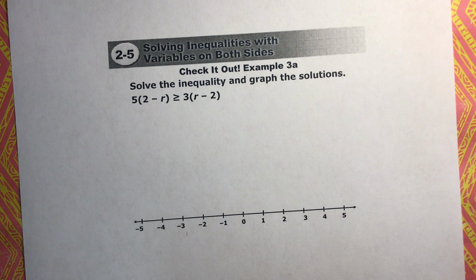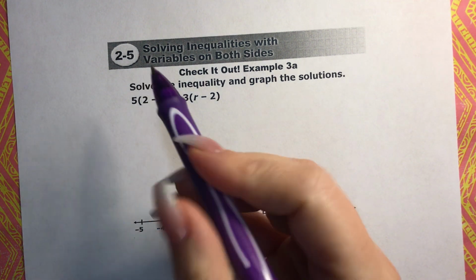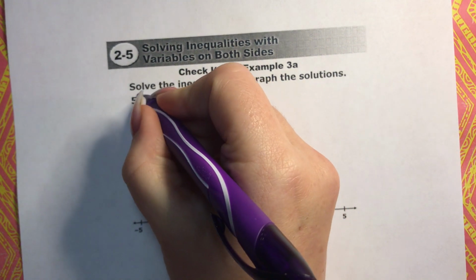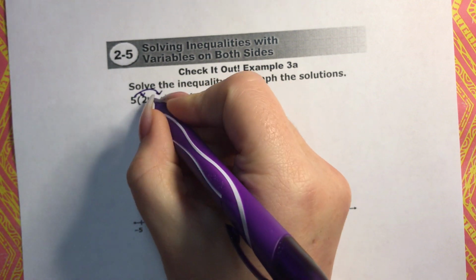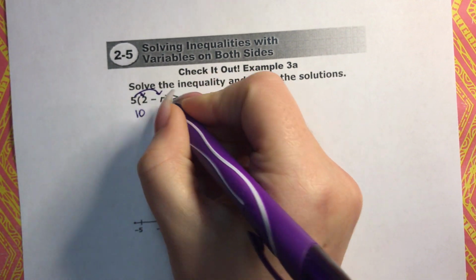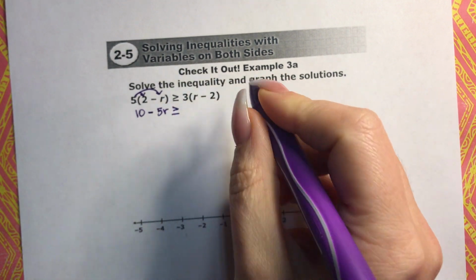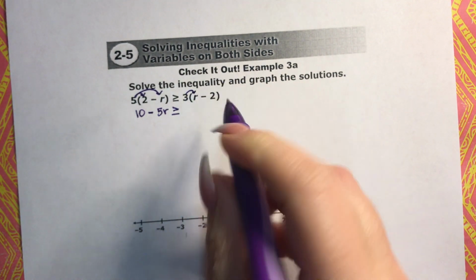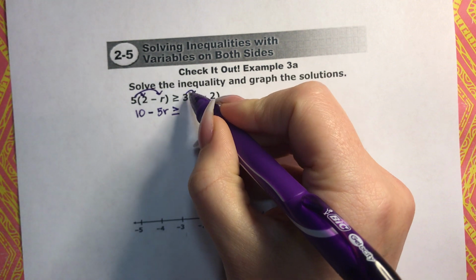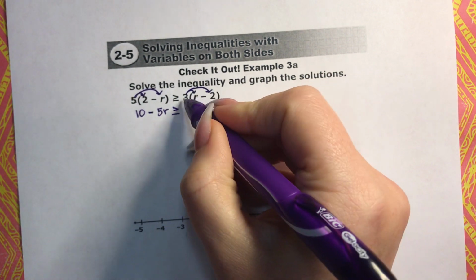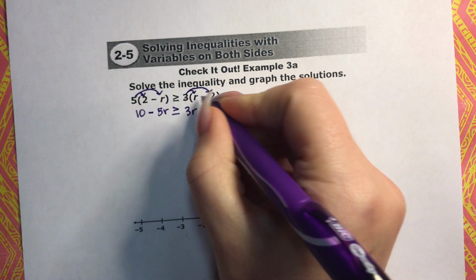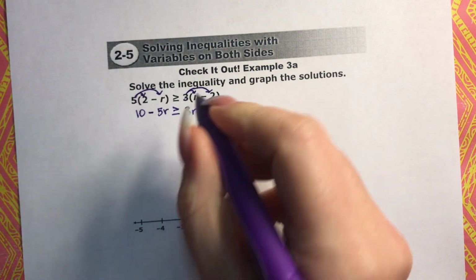All right, we're back. Let's see how you did. There's a lot of simplification that we need to do here. I'm going to use the distributive property twice. 5 times 2 is 10. 5 times negative r is negative 5r, is greater than or equal to 3 times, and then we have to do the distributive property on this side as well. So 3 times r and 3 times negative 2. So 3r and 3 times negative 2 is negative 6.